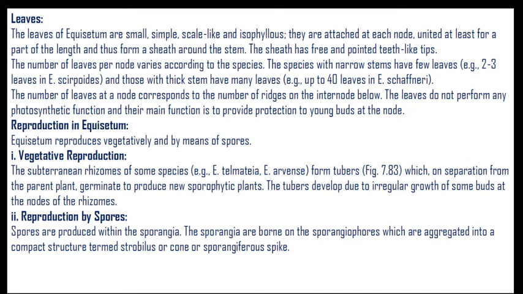The number of leaves per node varies according to the species. The species with narrow stem have few leaves, while those with thick stem have many leaves, up to 40 in number. The number of leaves at the node corresponds to the number of ridges on the internode below. So this can show the total number of ridges and furrows in the stem.